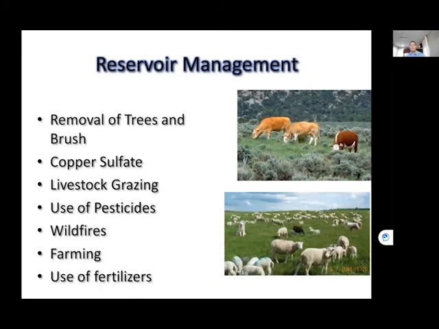And part of treating the water is not only that I need to know the physical characteristics of the water, but you also need to manage your source water. That includes removal of trees and brush, treating the reservoir at times with copper sulfate, managing livestock grazing, use of pesticides, wildfires, farming, and use of fertilizers. So not only do we have our source of water in a reservoir, we have to manage that reservoir to maintain high water quality.